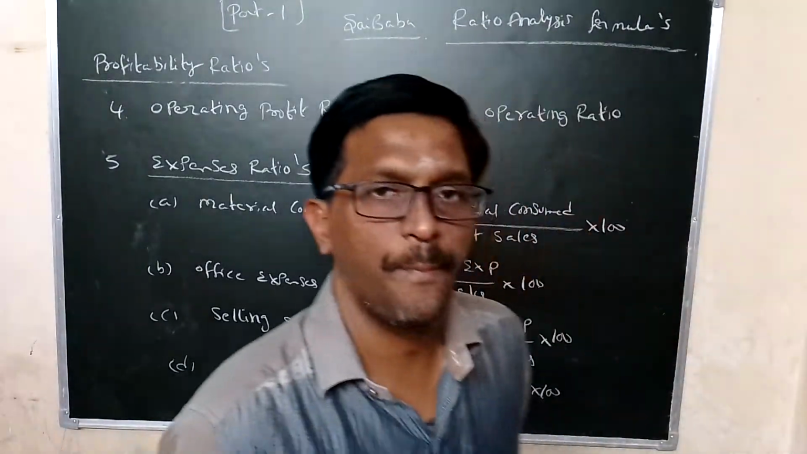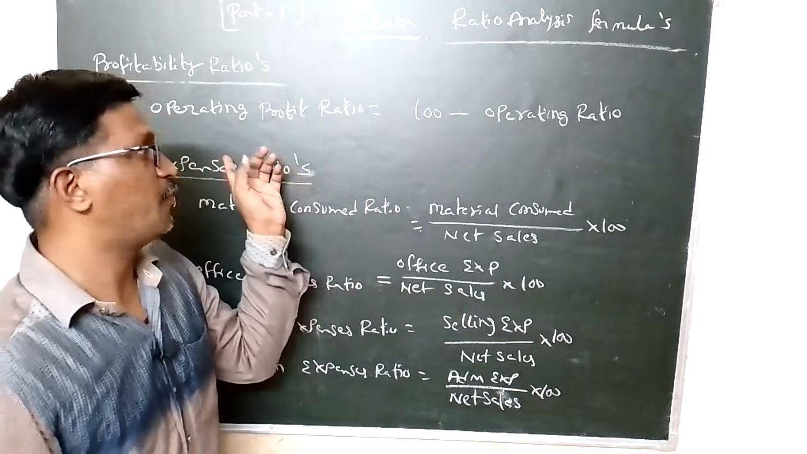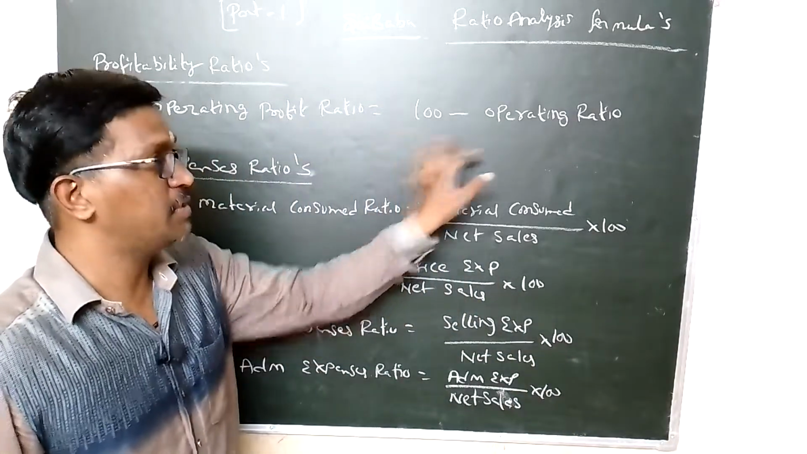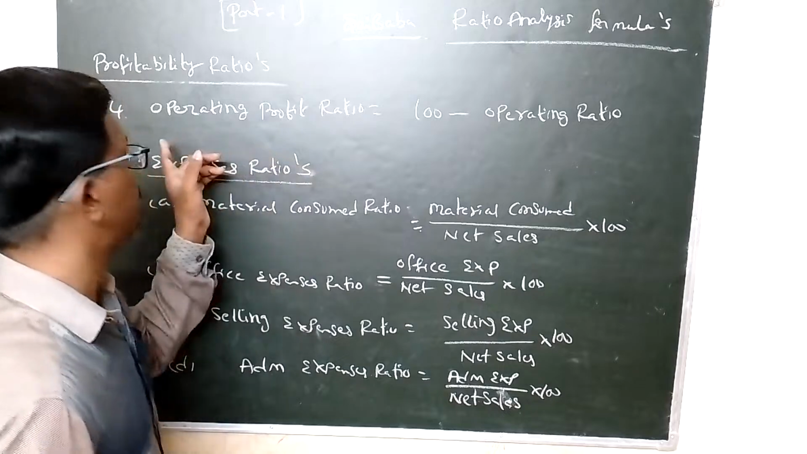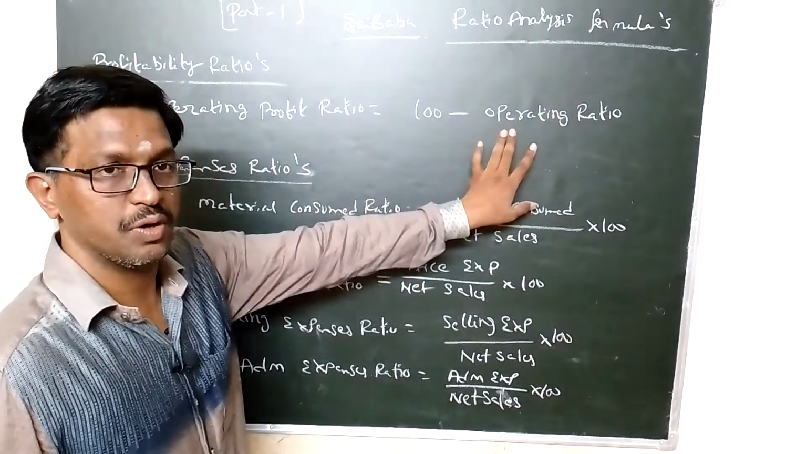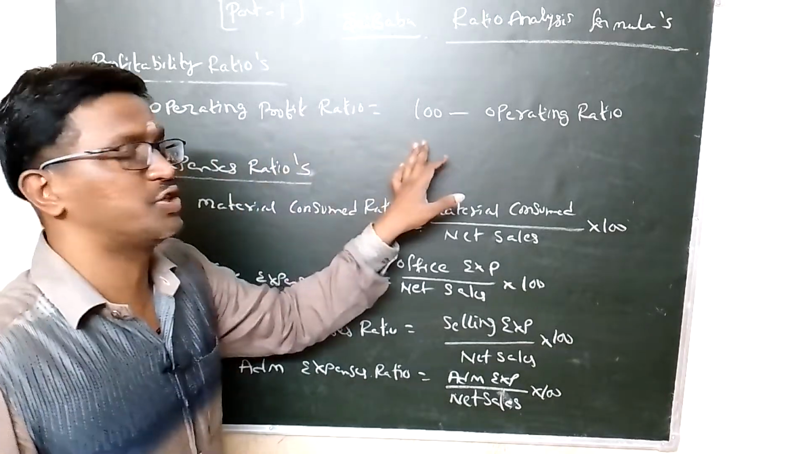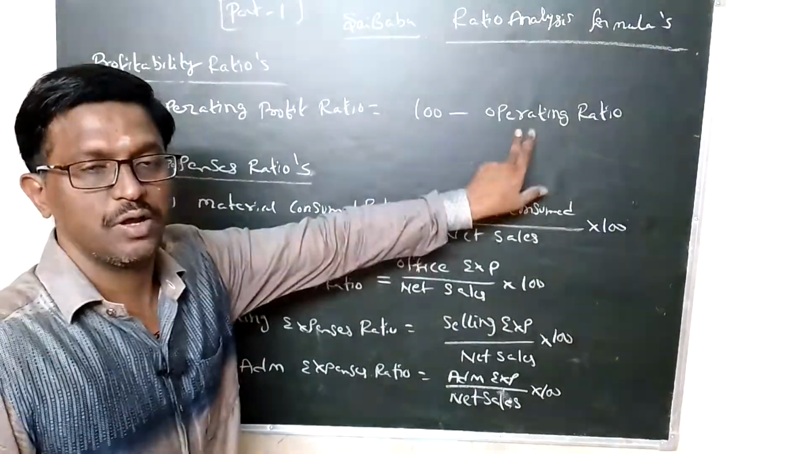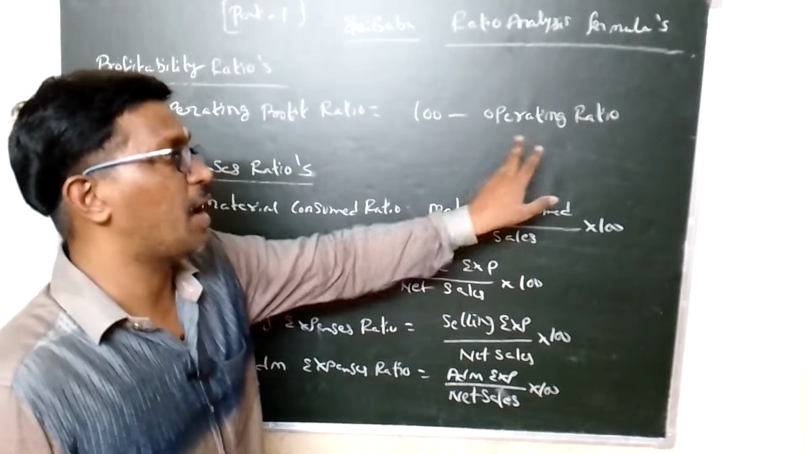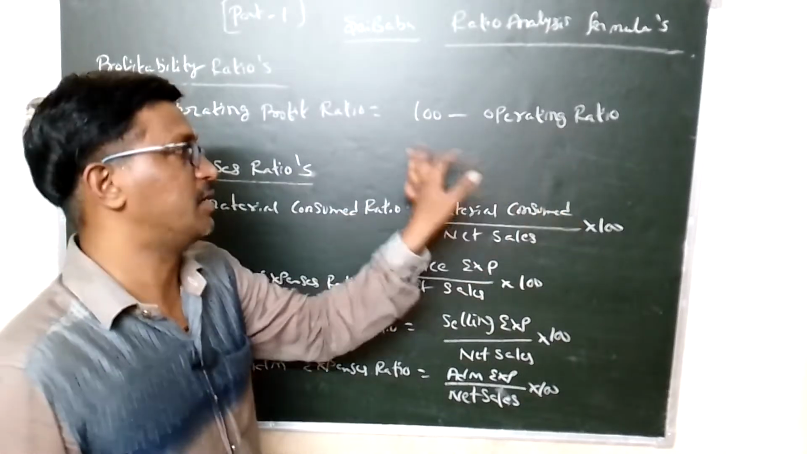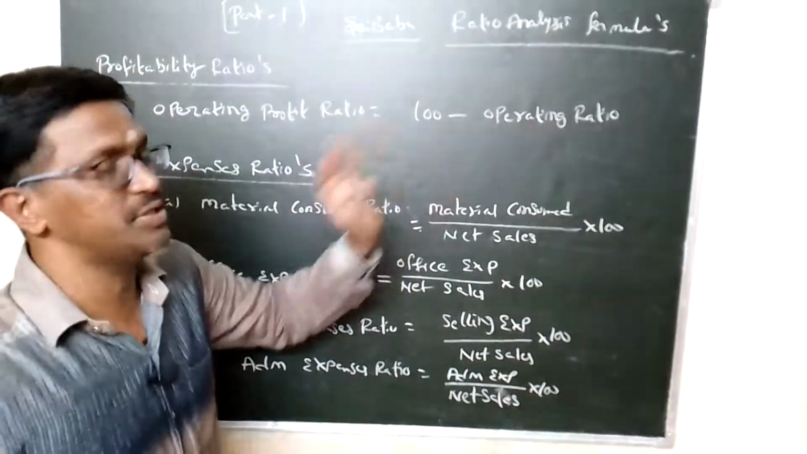Operating profit ratio equals 100 minus operating ratio. In the previous formula, we explained the operating ratio. If you get 80% in the operating ratio, the operating profit ratio will be 100 minus 80%, so we will get 20%. If the operating ratio is 86%, the operating profit ratio is 14%.